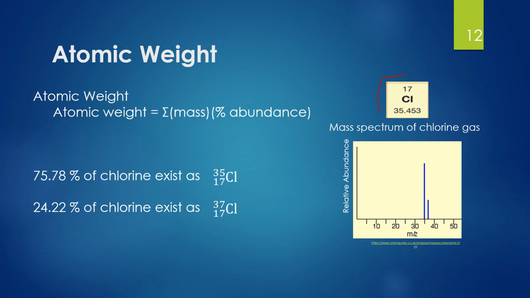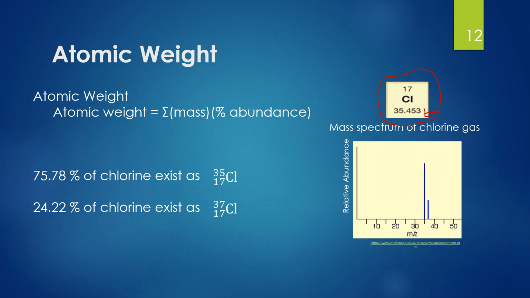So you can see a cutout of a chlorine element from the periodic table off to the right-hand side. Now you'll notice the mass number is 35.453, not a whole number. And the reason that it's not a whole number is because that atomic weight represented is an average of all of the isotopes of chlorine, their masses and their abundance.